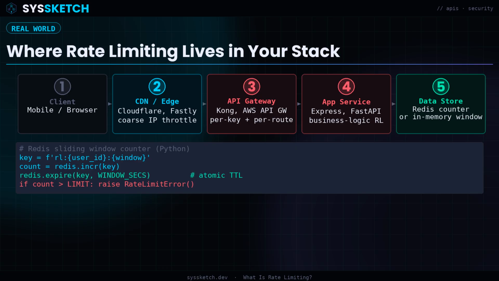In practice, most production APIs layer these strategies together. Per-IP blocks distributed bots. Per-user protects your paying customers. Per-endpoint protects your expensive operations.